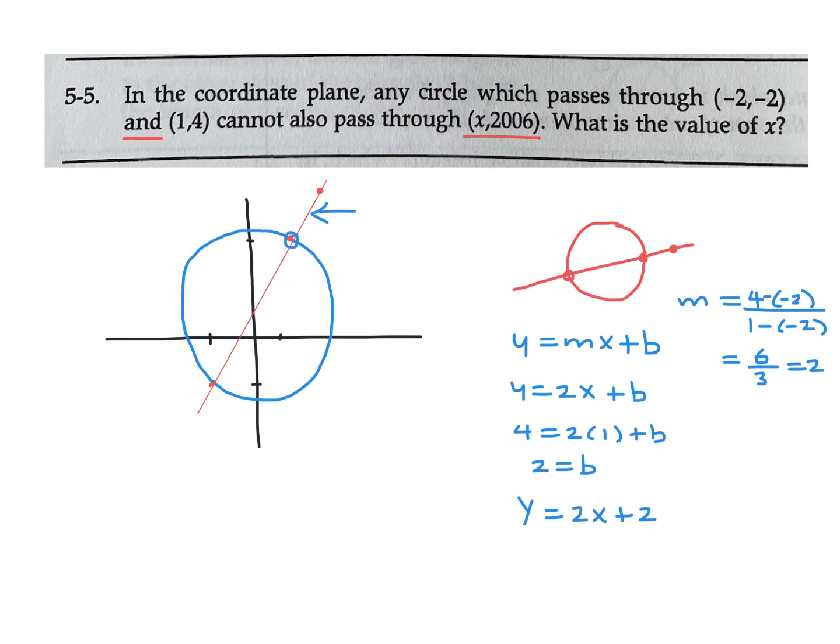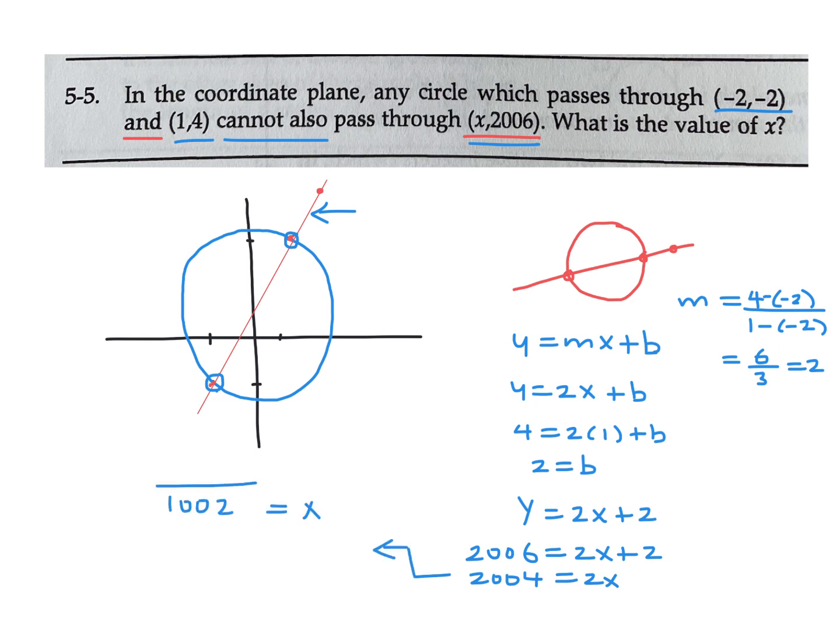So this point lies there, which was this one right here, (1, 4). And then this point lies there, which is that one. So if we have this one, it will be on the line, but it will not pass through the circle. So let's put that in. The y value is 2006, so 2006 = 2x + 2. That means 2x is 2004, and therefore x would be 1002.